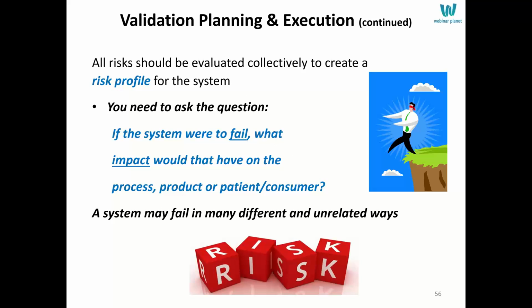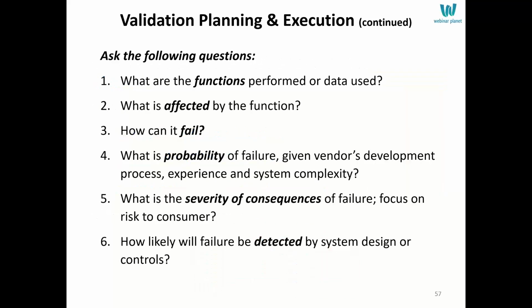So think about at the system level, what would happen? Think about the functions performed, the data used, what's affected by it, how could it fail? Take, for example, the case of a power outage, or your system is down. How could it fail? The probability would depend on your system and the utilities in your area. The severity would be 0, because with the system not working, you can't produce bad data or have any risk to the consumer. And then how likely would you detect it? With a failure like that, you would detect it immediately. So nothing bad would happen. Your risk would be really 0 at that point, or very low.